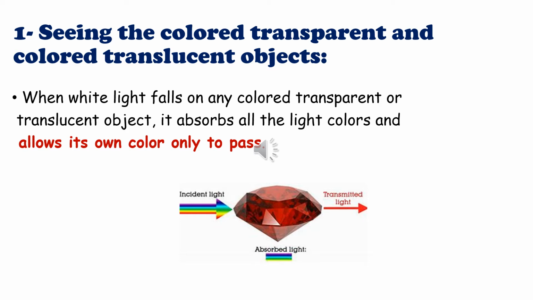So how can we see the color transparent or color translucent objects? When the white light falls on any color transparent or translucent objects, it absorbs all the light colors and allows only its own color to pass through it.